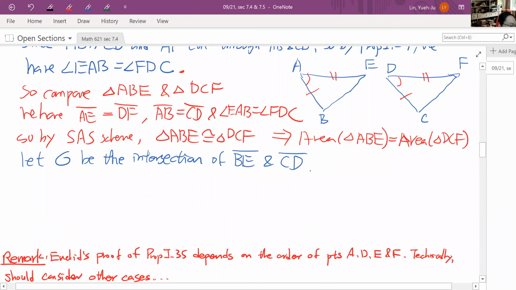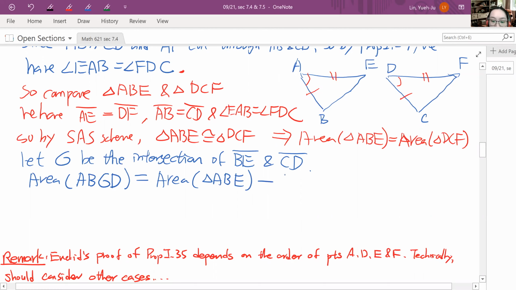Now I want to claim that the area of ABGD, sorry, I don't have the picture here. Let me finish writing, then I will go back to the picture. You probably want to draw a picture on the side so you can follow what I have here.